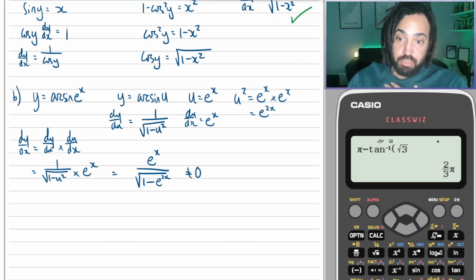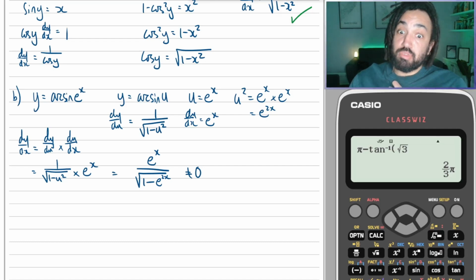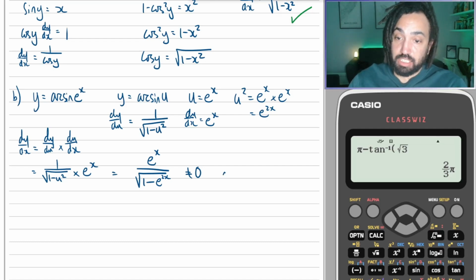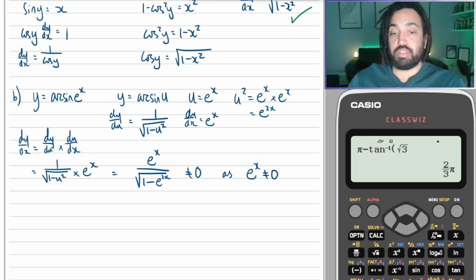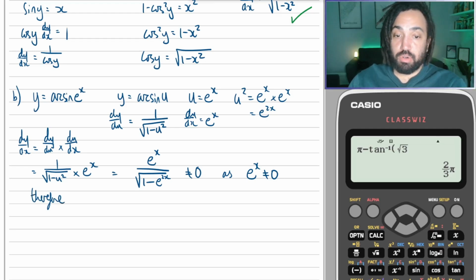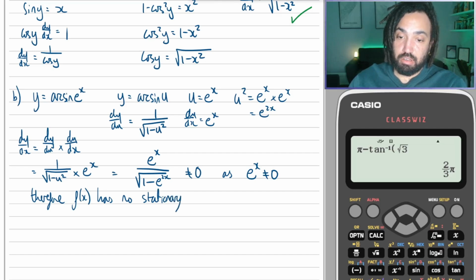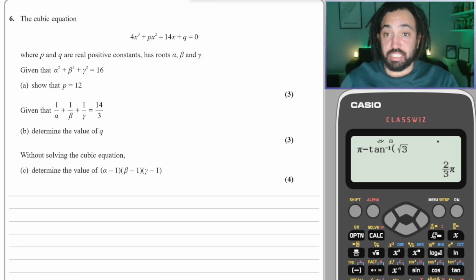Okay, and this doesn't equal 0. It can't possibly equal 0 because for it to equal 0, the numerator must equal 0, and we know that e to the x never equals 0. So therefore, always put a conclusory statement in. Therefore, f of x, which was the function, has no stationary points. Beautiful. Question 6, let's go.